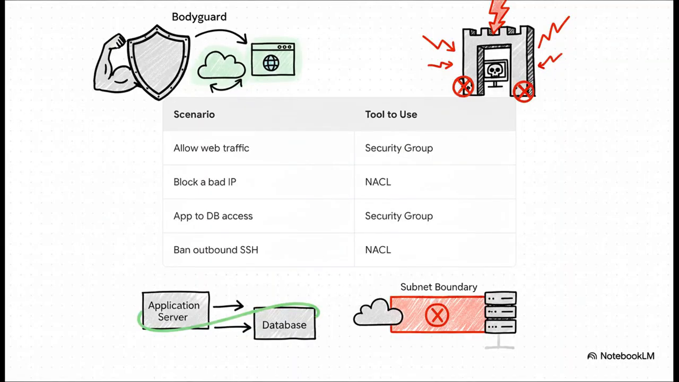You want to serve web traffic. That's a job for the Bodyguard's guest list. Are you under attack from a specific bad actor? You need the Gatekeeper to deny them at the border. Need to make sure your app server can connect to your database? Bodyguard again. But what if you need to ensure no one can ever use a certain protocol in a whole subnet? That is a hard and fast rule for the Gatekeeper.